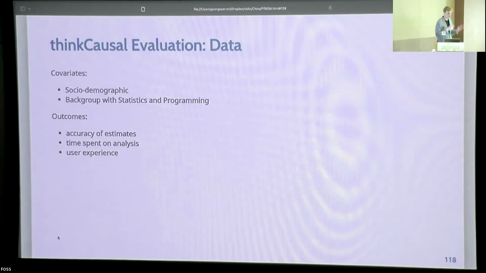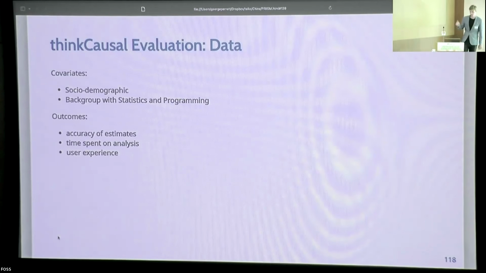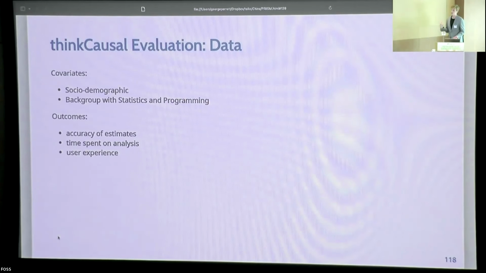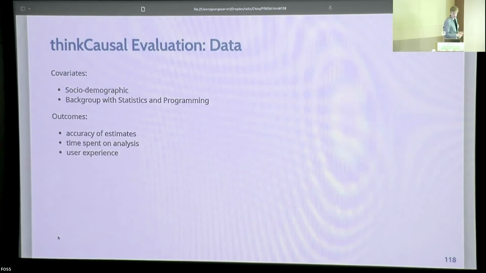Covariates in our analyses: we collected all sorts of socio-demographic information, basically what master's programs or PhD programs people are in, how many years of education, what field, major, programming, years of statistics courses. And the outcomes we wanted to look at were the accuracy of estimates, the time spent on the analysis, and the general user experience.